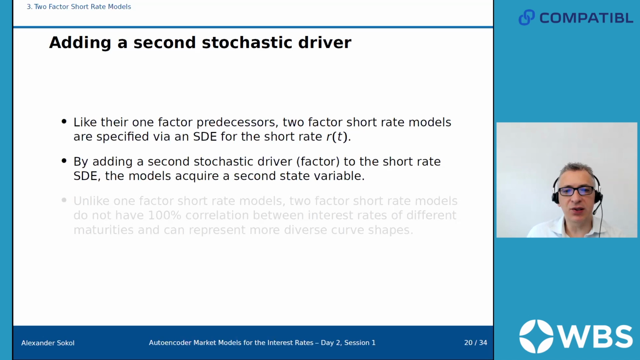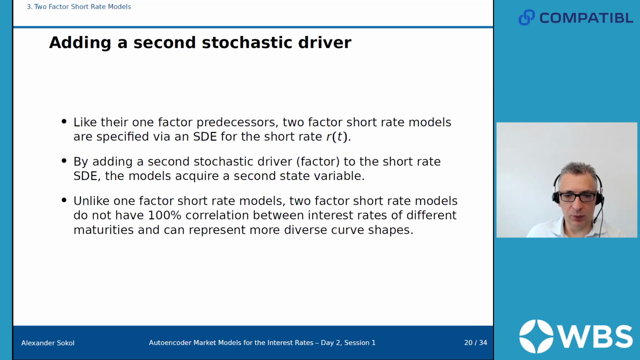And by adding a second stochastic driver to the same short rate, the models acquire one more state variable. And unlike one-factor short rate models, two-factor short rate models, first of all, don't have 100% correlation between interest rates of different maturities. And they can also represent more diverse curve shapes, right? So they can represent not only one way to move the curve, but actually two ways to move the curve at each point in time.